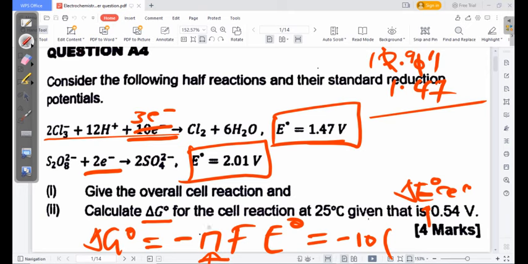So the number of electrons are 10. Faraday's constant should be 96485. It's always given in the paper. And then the standard cell potential has been given for us. Now Gibbs free energy. What are the units for Gibbs free energy?